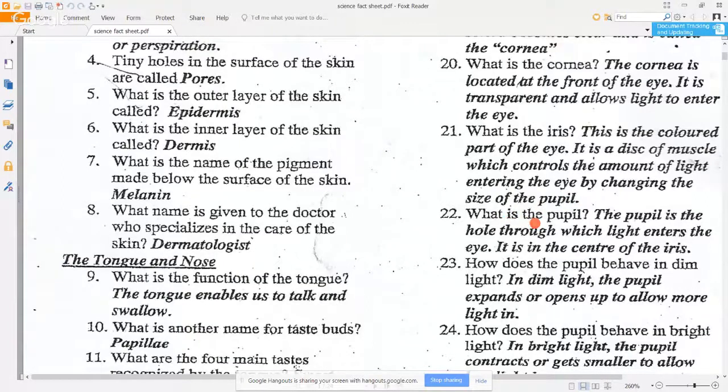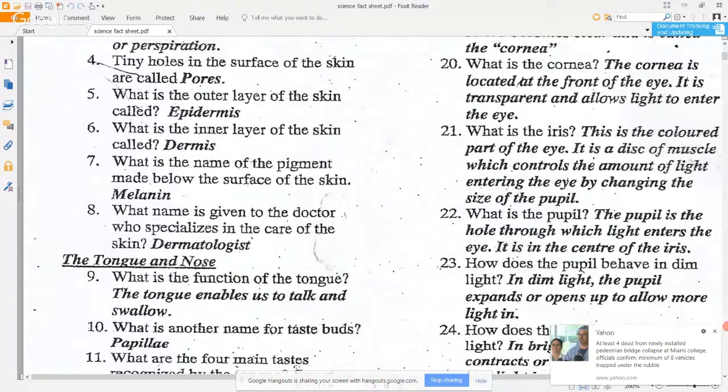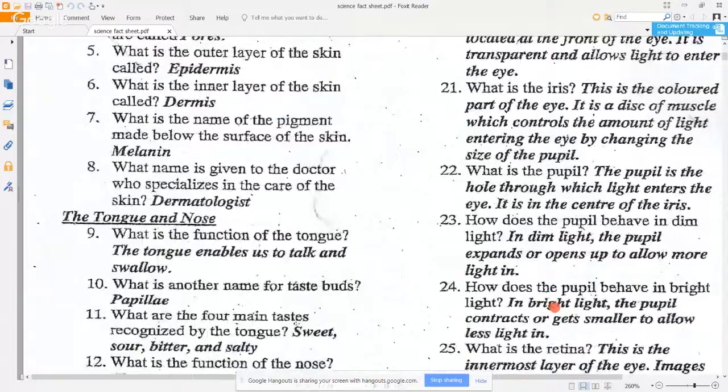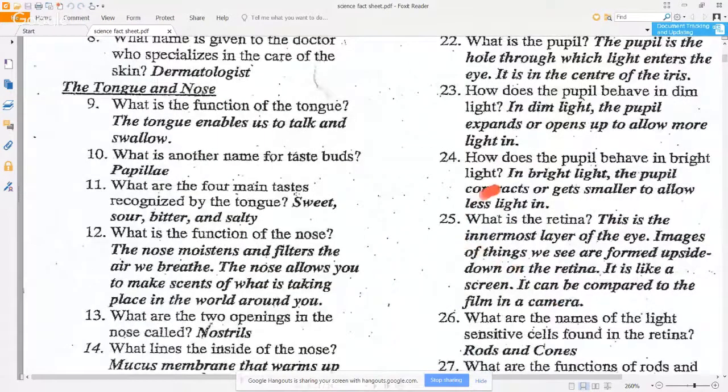All right, so what is the pupil then? The pupil is the hole through which light enters the eye. It is in the center of the iris. All right, 23. How does the pupil behave in dim light? Well, in dim light, the pupil expands or opens up to allow more light in. 24. How does the pupil behave in bright light? In bright light, the pupil contracts or gets smaller to allow less light in.